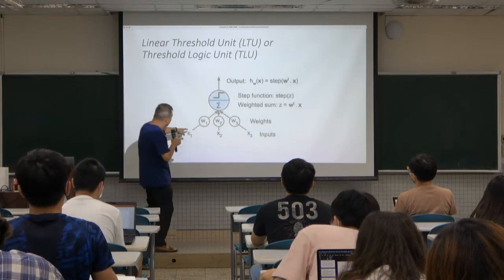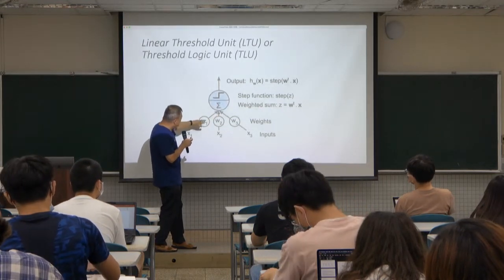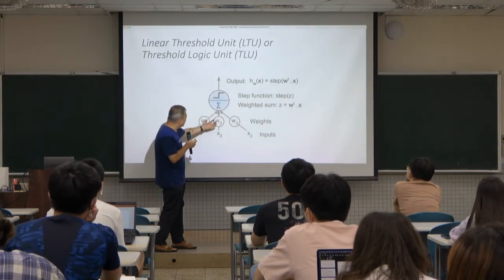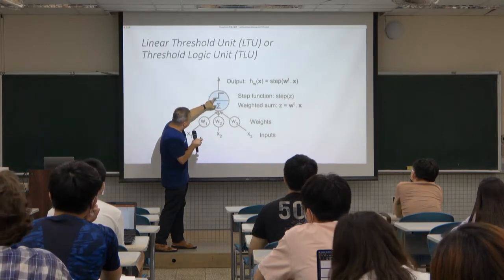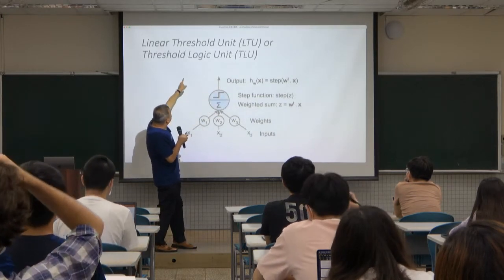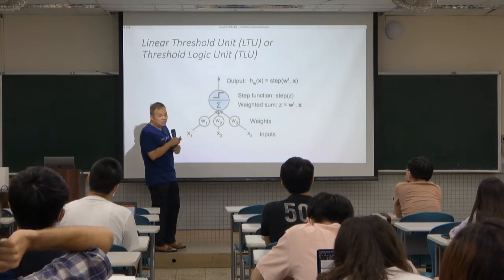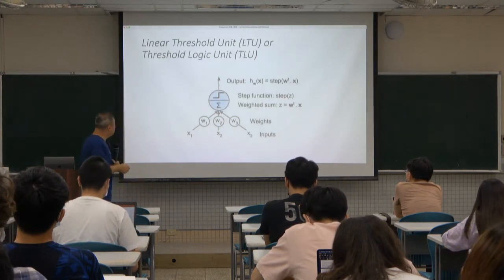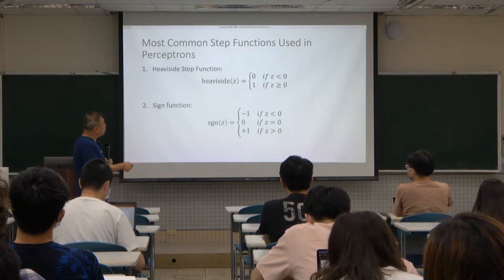So you can see it accepts some inputs, okay? And for each input, we have an associated weight, okay? And then after you add up the weighted sum, you apply a step function, and you output it, okay? And the reason we call it a threshold logic unit, why we have that logic there, is because the output of the step function mostly will be either 0 or 1, okay.